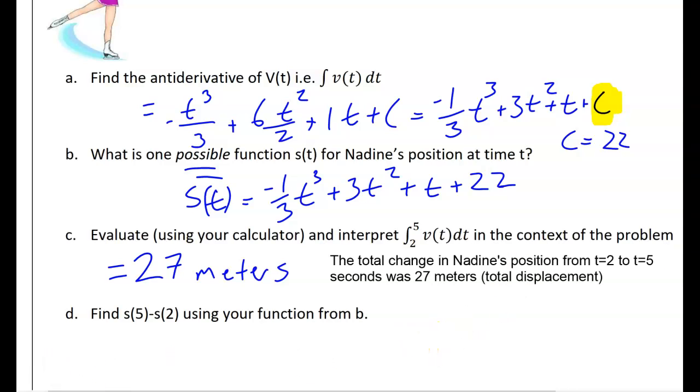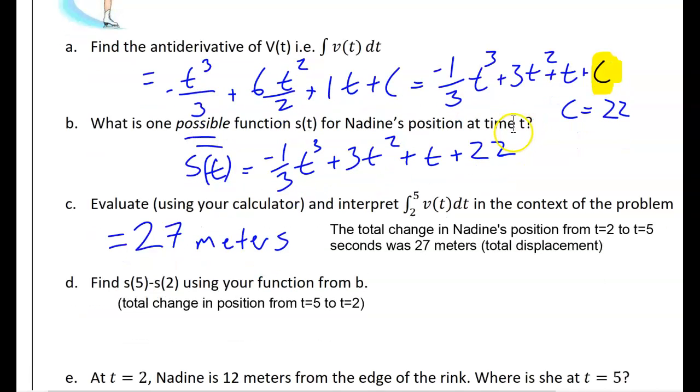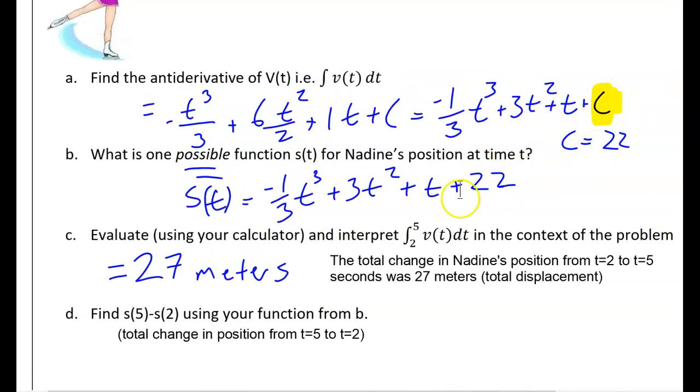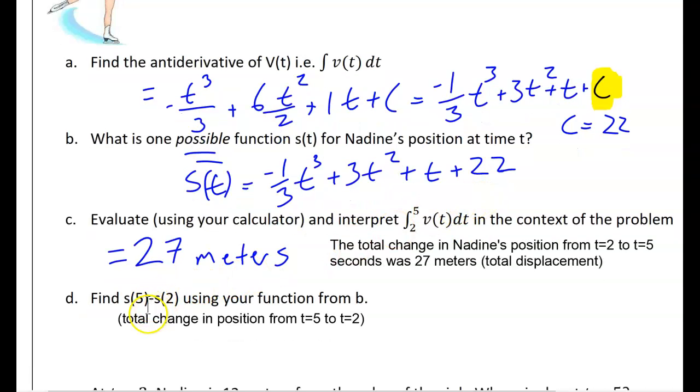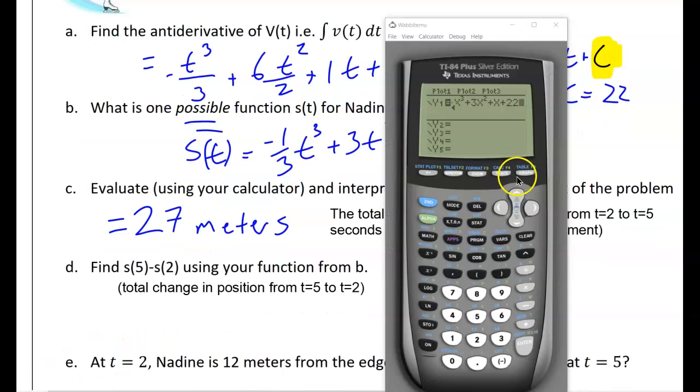Okay, so now notice for part D, we're asked to also find a total change in position, right? So that S stands for position. We want S of 5 minus S of 2. So this means the same thing as our integral, but we're asked to use this function that we made up, right? And I made up 22, right? I used 22 as my constant. You maybe made up something different. Use your function here for part D. And the way that I'm going to do this is by using the evaluation function on my calculator. So I'm going to do second calc value, and we'll plug in 5.